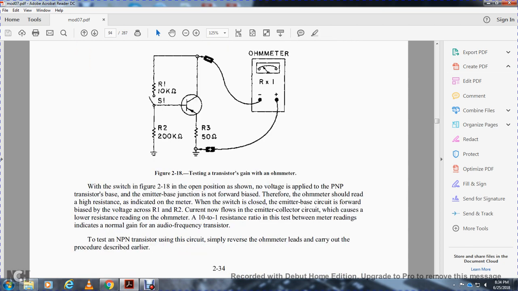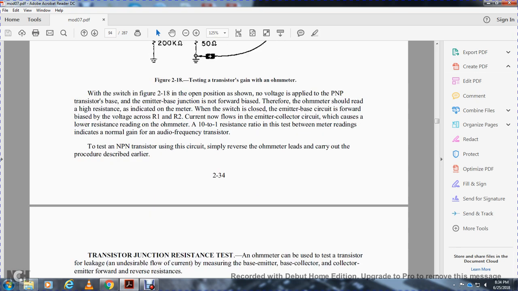With the switch in Figure 218 in the open position, as shown, with no voltage applied to the base, the emitter-base junction is not forward biased. Therefore, the ammeter should read a high resistance. When the switch is closed, the emitter-base circuit is forward biased. The voltage across resistor 1 and resistor 2 causes current to flow in the emitter-collector circuit, which gives a lower resistance reading on the ammeter. The figure is a resistance ratio of 10:1. The ratio between the meter readings indicates the normal gain of the transistor. To test a positive-negative transistor using the circuit, simply reverse the ammeter leads and carry out the procedure described earlier.